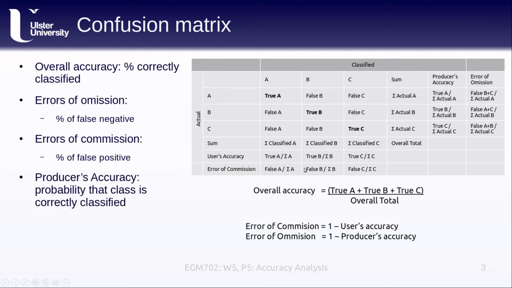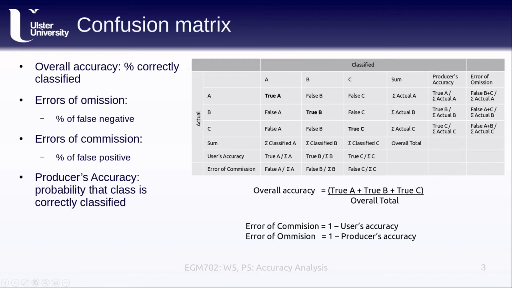Next up, we have the producer's accuracy. This is the probability that the class has been correctly classified. In other words, it tells us how well our classification scheme has done identifying or classifying a particular class. This is calculated as either the number of correctly classified A pixels divided by the number of pixels that are actually classified as A, or 1 minus the error of omission.